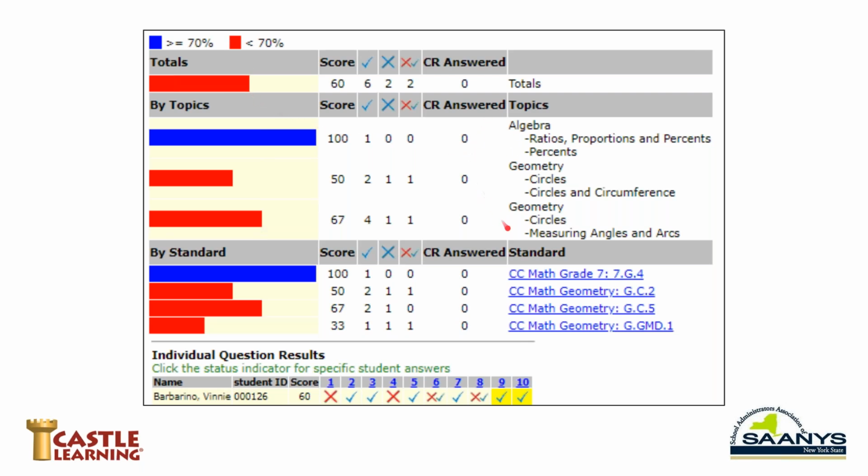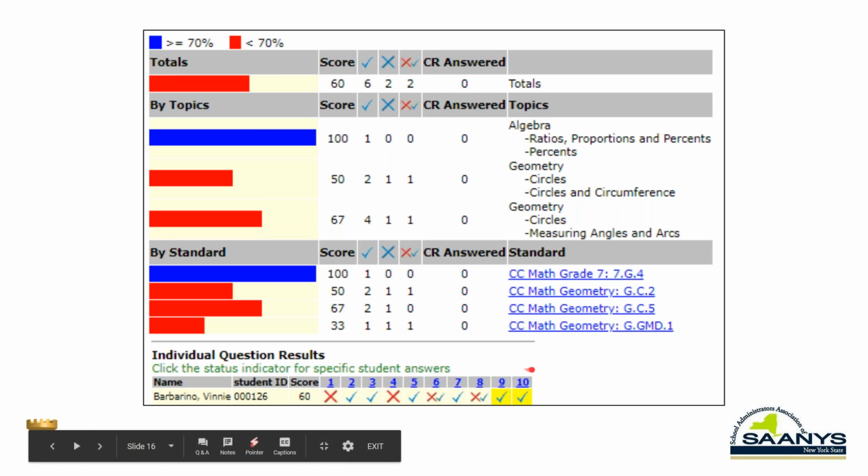We can also see it broken down by specific content areas, or what we call topics, and any of the standards that were aligned to the questions that were taken in the assessment, along with how that student might have responded to each individual question. Now, it's easy to take a look at this data and say the student fell below an acceptable level.